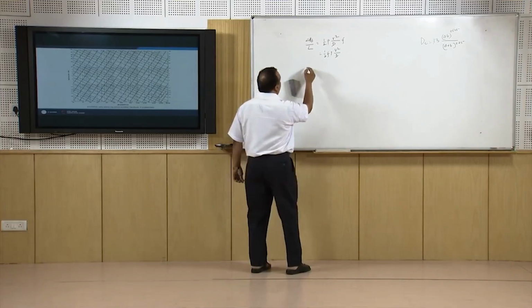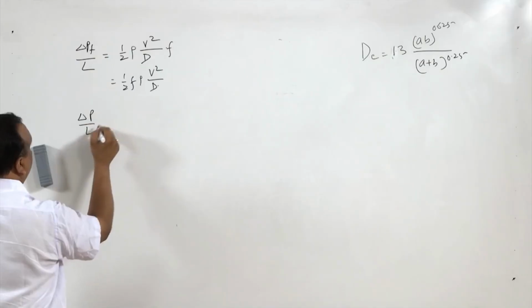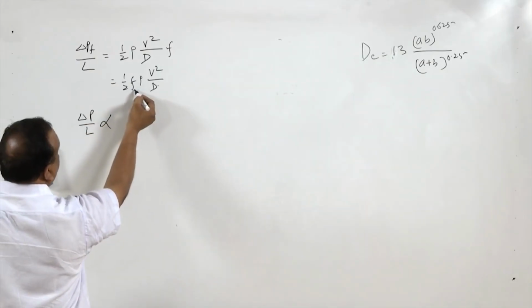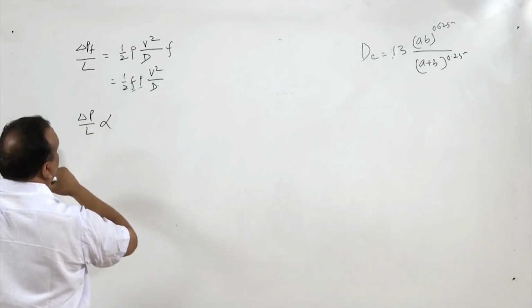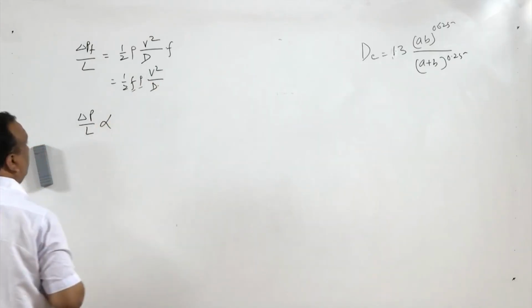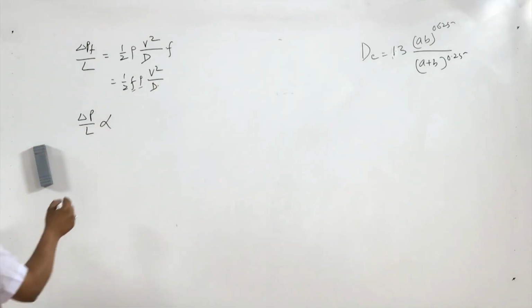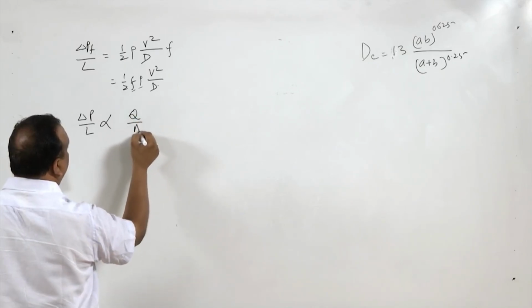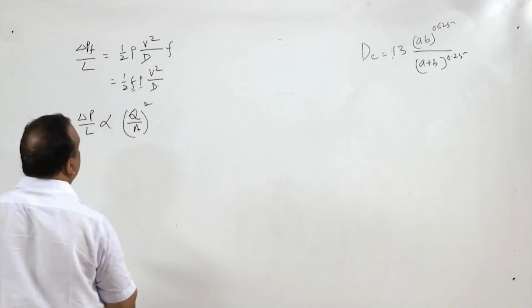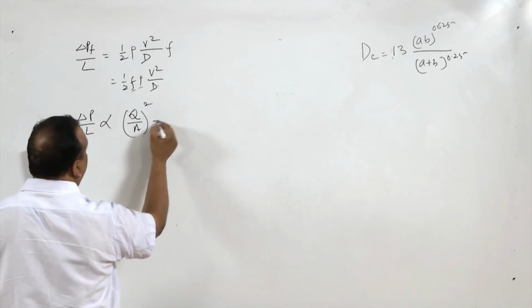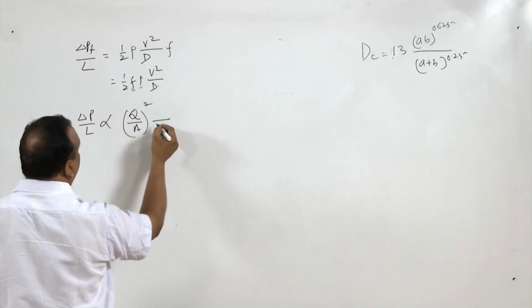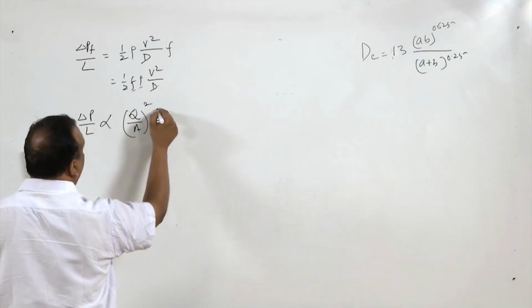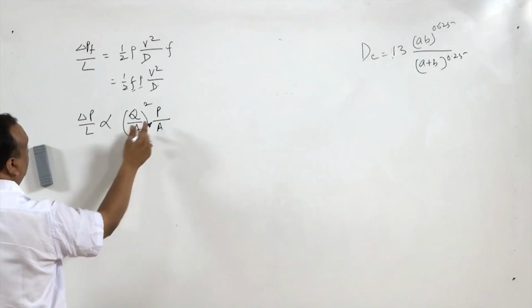Now delta P upon L, if this friction is constant, this is also constant, it is proportional to V square over D, and V square is nothing but Q by A whole square, and D, again we can take as A and P, where P is perimeter. This is proportional to the product of these two.